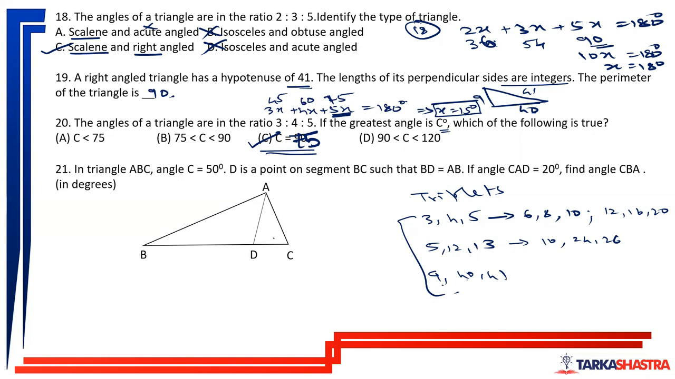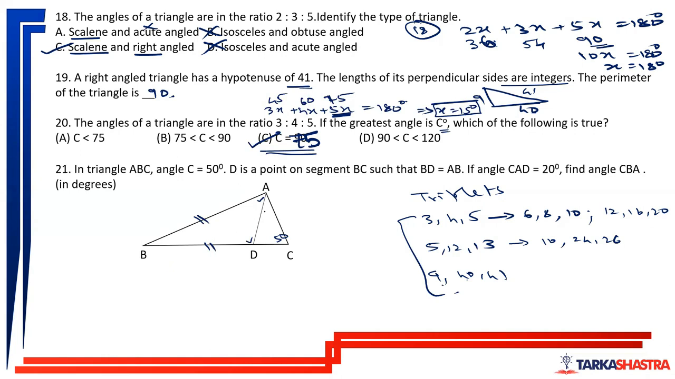This is 50, given to us. D is a point on segment BC. BD is equal to AB. This is already provided. So these two angles will be equal. Why? Because this is an isosceles triangle.